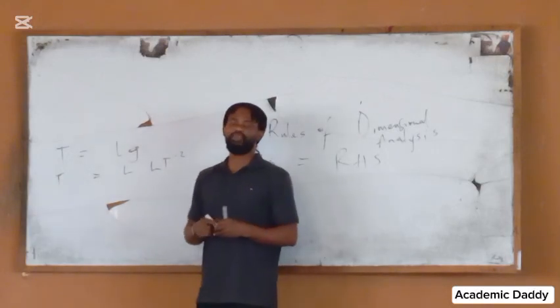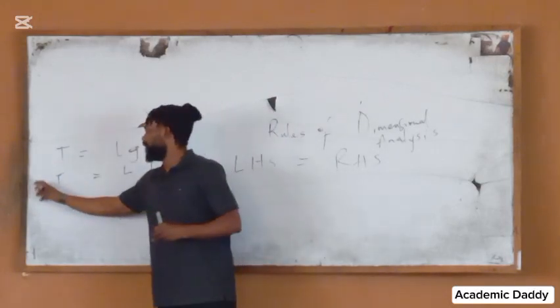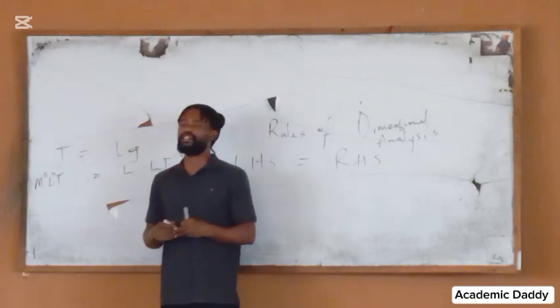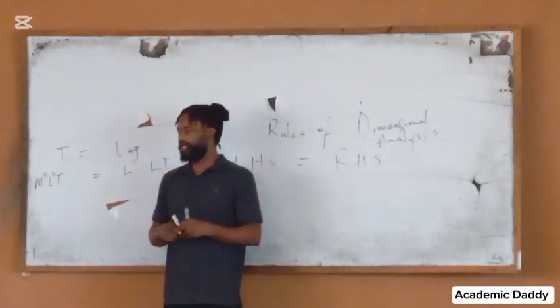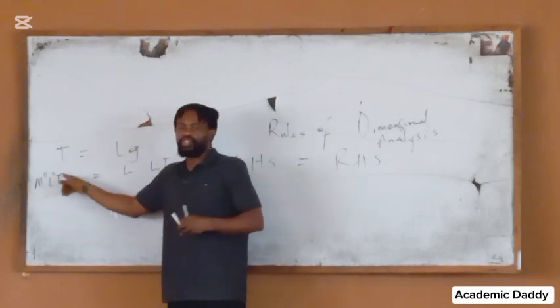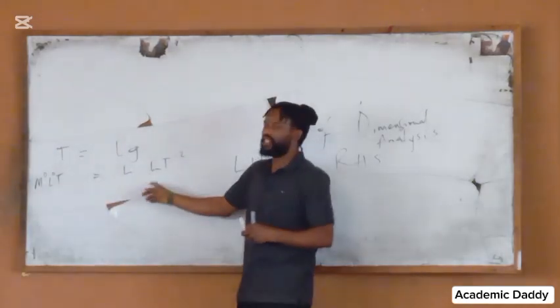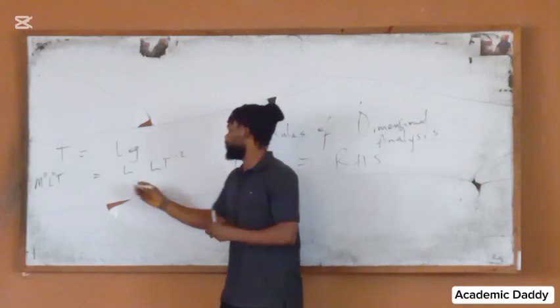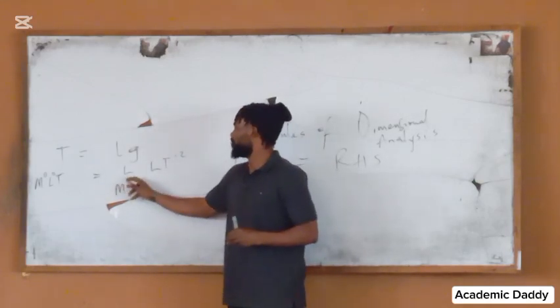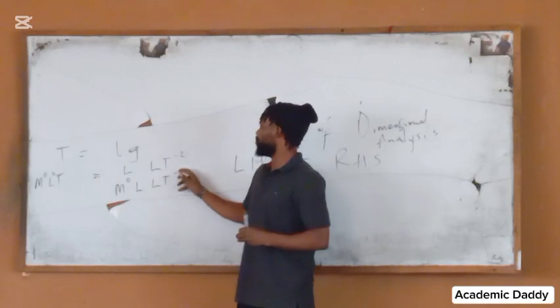Left-hand side must be equal to right-hand side, so I will say M raised to power 0 and L raised to power 0. Any quantity raised to power 0 is 1, is it not true? Yes, so this is 1 times 1 times T, the same as just the T I have this side. I will do the same for the right-hand side. The only thing I don't have here is M, so I'll do M raised to power 0, LT raised to power minus 2.